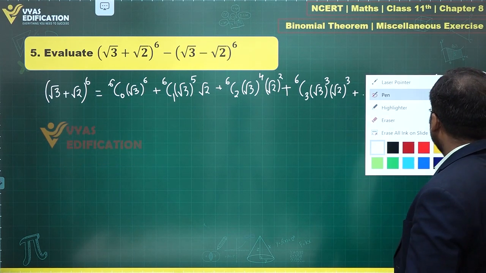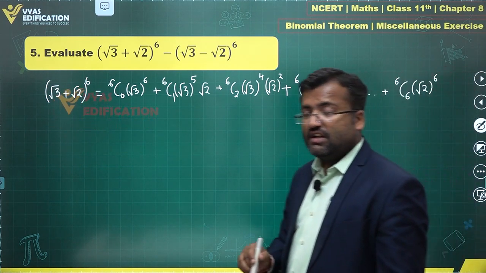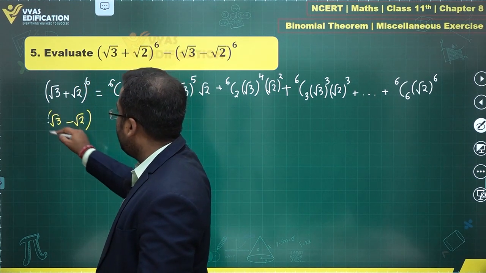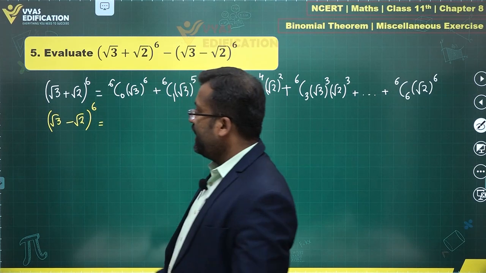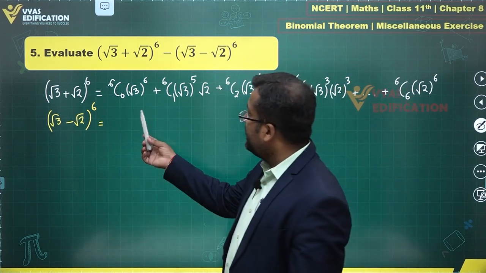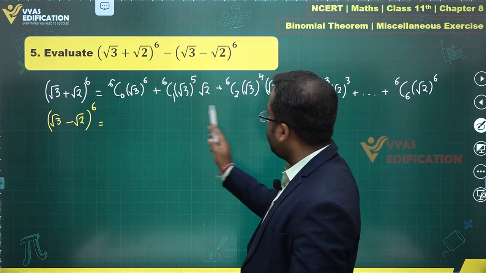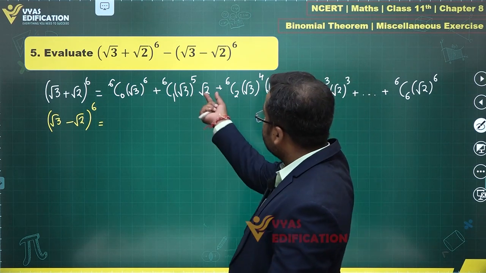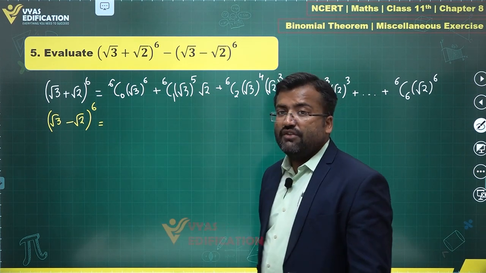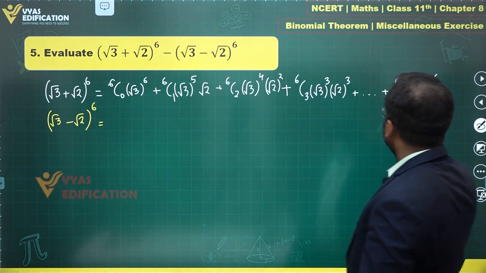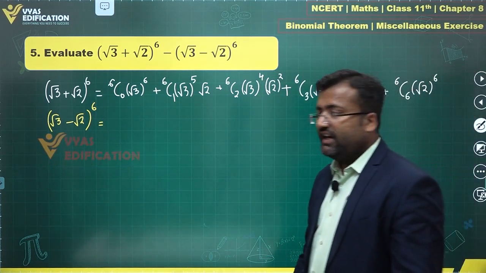Similarly, let me write the second expansion. What you'll have is (root 3 minus root 2) power 6. If you observe, there is a minus over here. That's the only difference. So alternate terms will be plus or minus: this will be plus, this will be minus, this will be plus, this will be minus. Instead of square root of 2, we have minus square root of 2. So 6c1 will be negative, 6c3 will be negative, 6c5 will be negative, right?